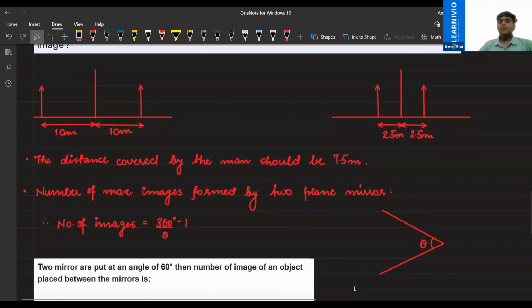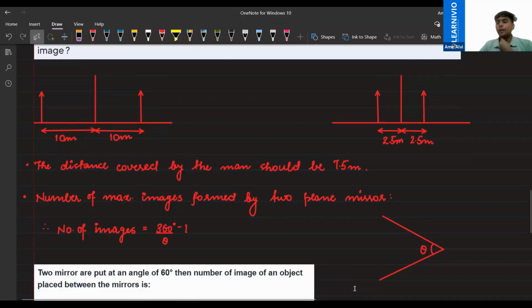Now there is a concept called number of images formed when two mirrors are placed at some angle. How do we find the number of images formed? Because multiple reflections will be happening. The reflection would be like this, like this, like this. The formula is 360 by theta, where theta is the angle between them and 360 degree is the complete angle. After making the ratio, subtract 1. Got it? Okay, sir.